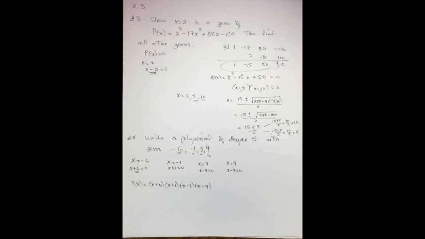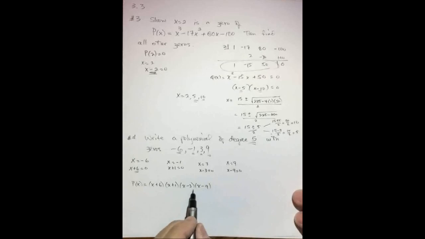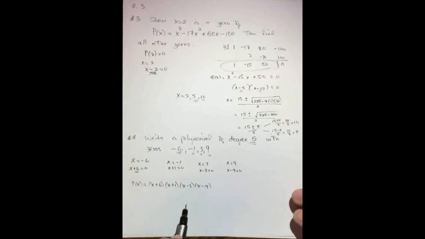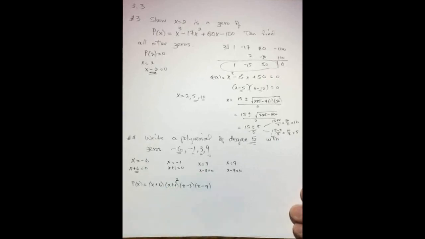Now, the issue is, though, it must be degree 5, and if we were to multiply all this stuff together, we would end up with a polynomial of degree 4. So how do we get another power of x? Well, it's really simple. We can pick any of these and give it multiplicity 2. I picked this because that's the easiest. Now that's going to be a degree 5 polynomial.